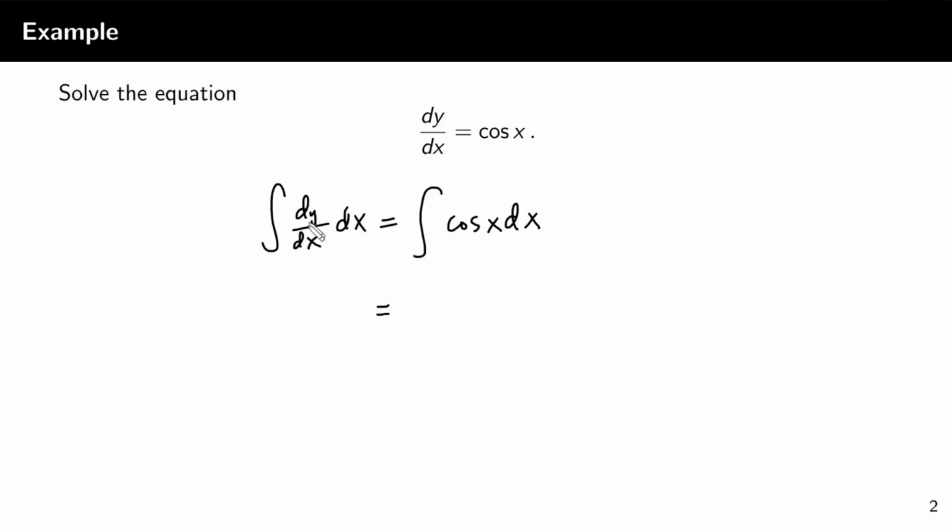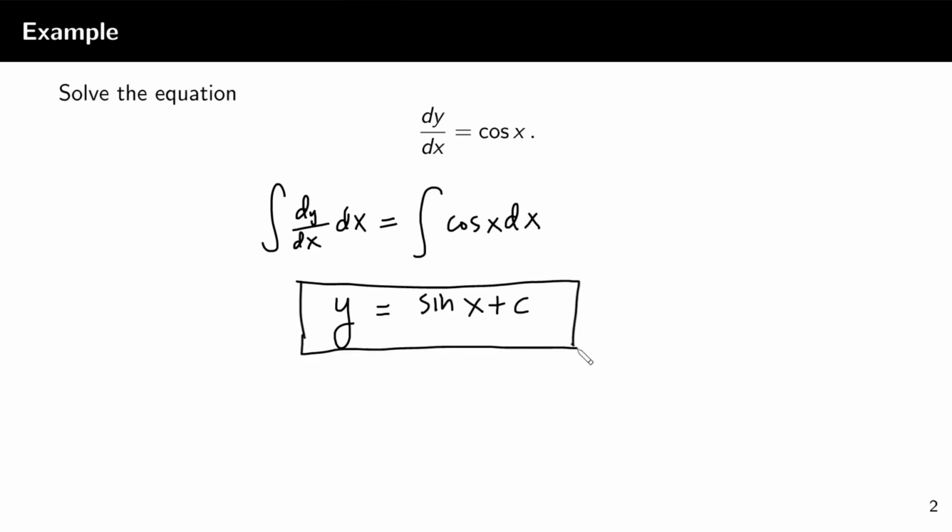So, yung integral ng derivative ng y, of course, is just y itself. And then, ang integral ng cosine x dx is sine x plus c. So, ito na ngayon yung solution dun sa differential equation natin.